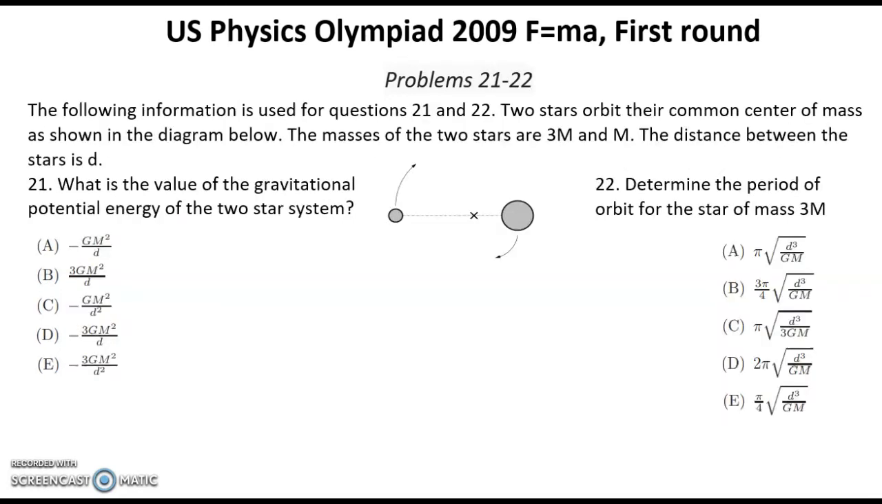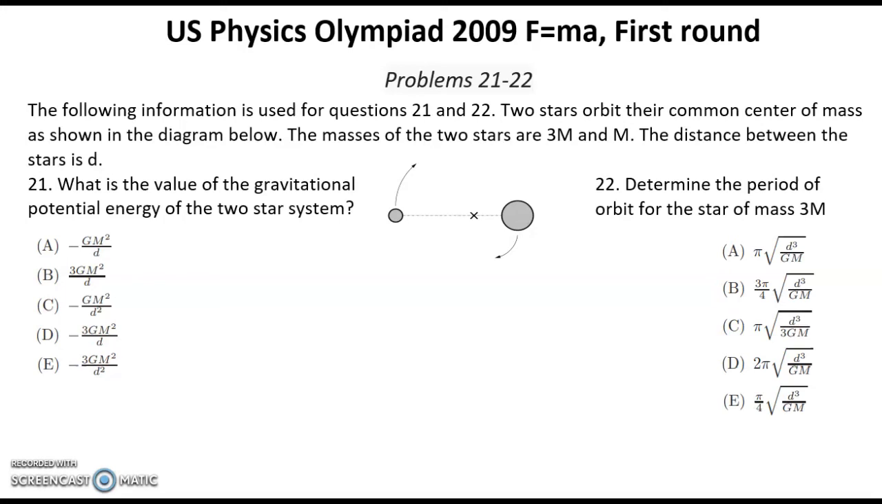Problems 21 and 22. The following information is used for questions 21 and 22. Two stars orbit their common center of mass as shown in the diagram below. The masses of the two stars are 3m and m. The distance between the stars is d. Question number 21. What is the value of the gravitational potential energy of the two-star system? And question number 22. Determine the period of orbit for the star of mass 3m.